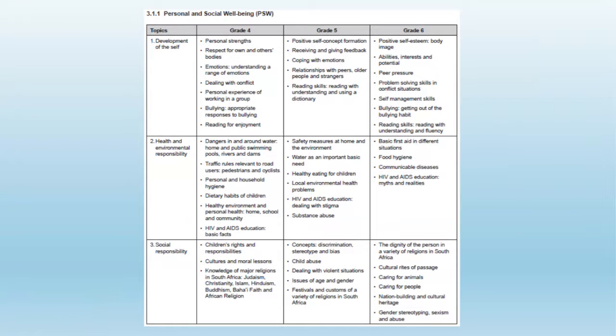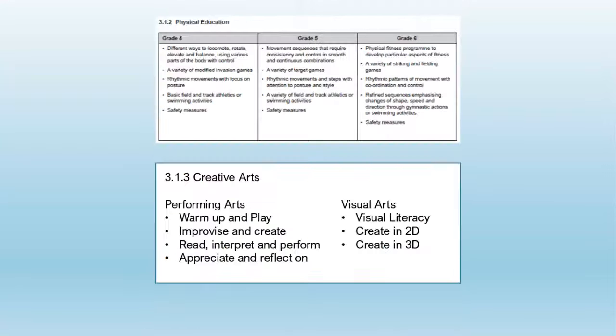So in the study area, personal and social well-being, grade 5s do development of the self, and you can read here what the different focuses are. In health and environmental responsibility, they've got the following topics. And in social responsibility, there are a few topics that you can think about. Maybe you can relate your social or cultural issue to one of these topics that they do in grade 5 in the life skills curriculum for personal and social well-being.